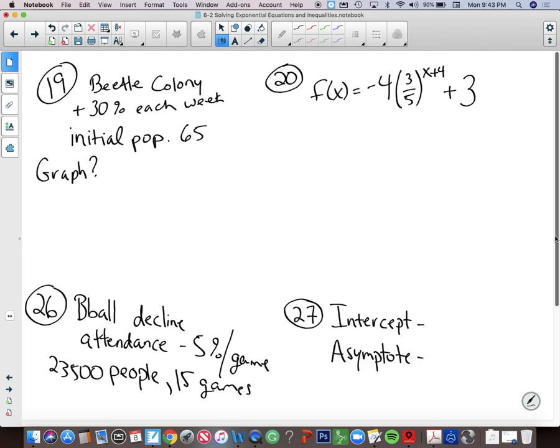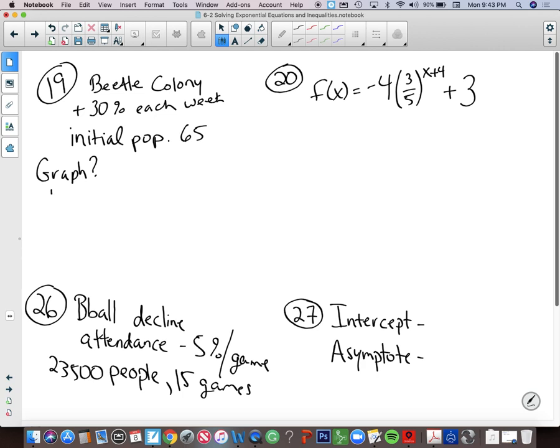So we have a beetle colony. Remember I said this is very applicable in biology, especially with bugs. The colony is growing 30% each week, and we have an initial population of 65 beetles. We want to make a graph of that.